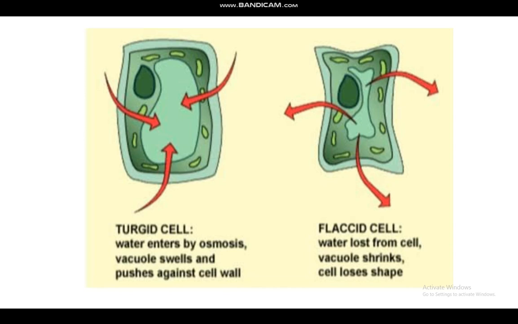If the turgor pressure is present and the vacuole is completely filled, the cell becomes turgid and the plant does not wilt. On the other side, the plant cell may not contain the maximum amount of water. If it loses water from the vacuole, the plant cell shrinks and loses its shape. It becomes a flaccid cell and the plant wilts.